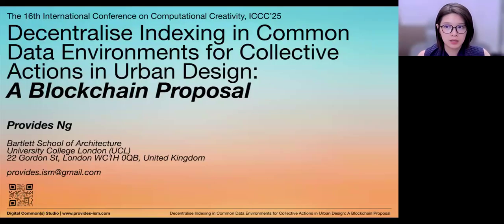I'll be sharing my study on decentralized indexing in common data environments for collective action in urban design, a blockchain proposal. Essentially, the study looks at how we can become a peer-to-peer architectural commons.